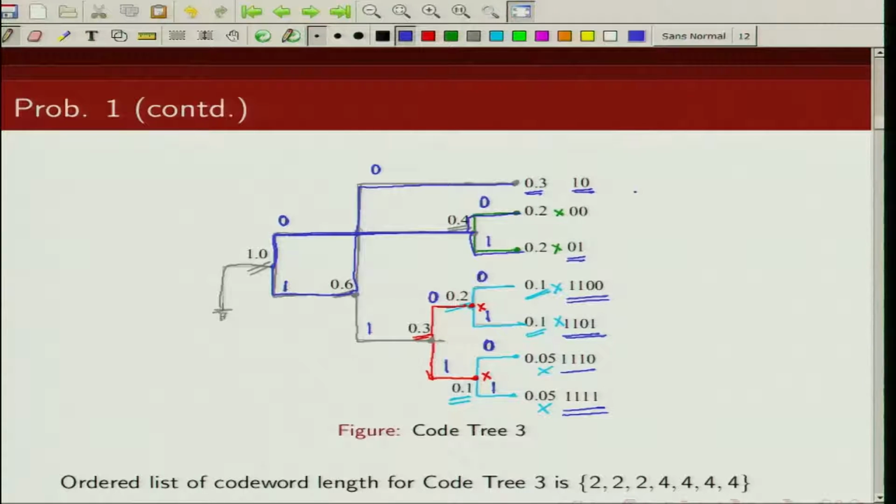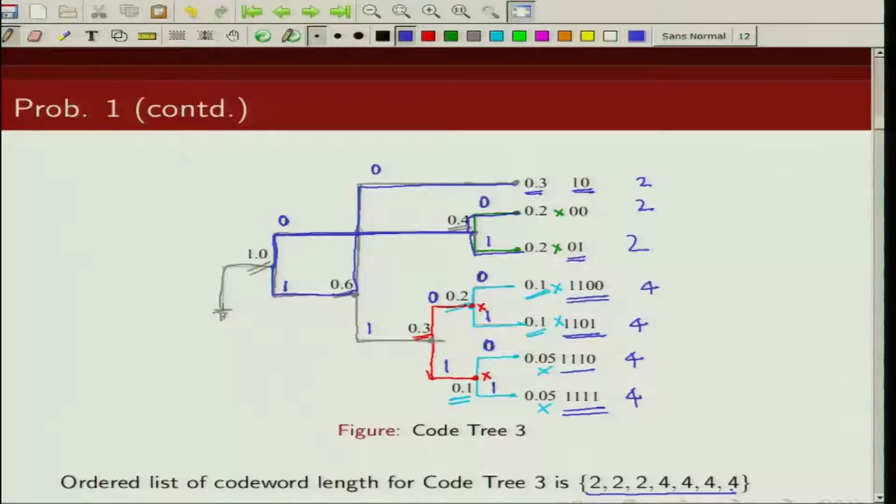So you can see I have 3 code words of length 2 and I have 4 code words of length 4. So if I write the ordered list of code words in terms of their length, you can see that this particular optimal Huffman code has an ordered list that is different from what we got in the earlier 2 cases. So this optimal prefix free code is fundamentally different from what we have got in the previous examples.